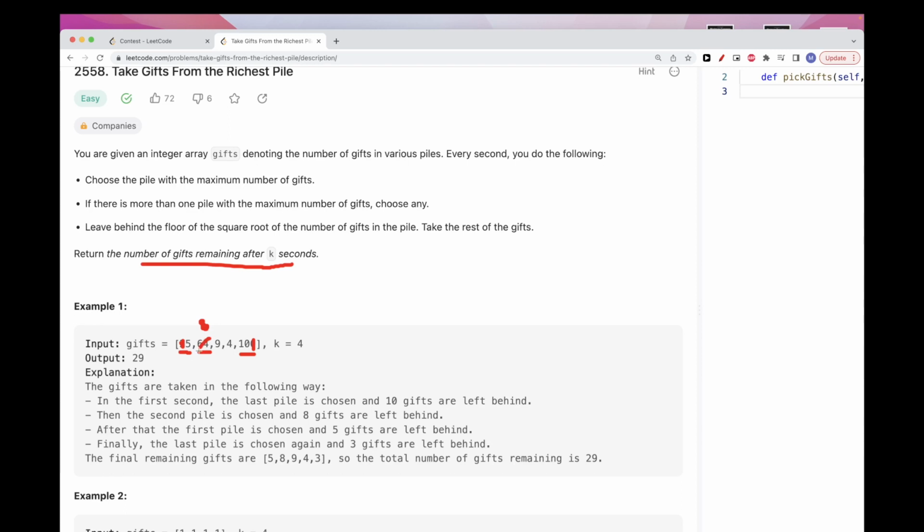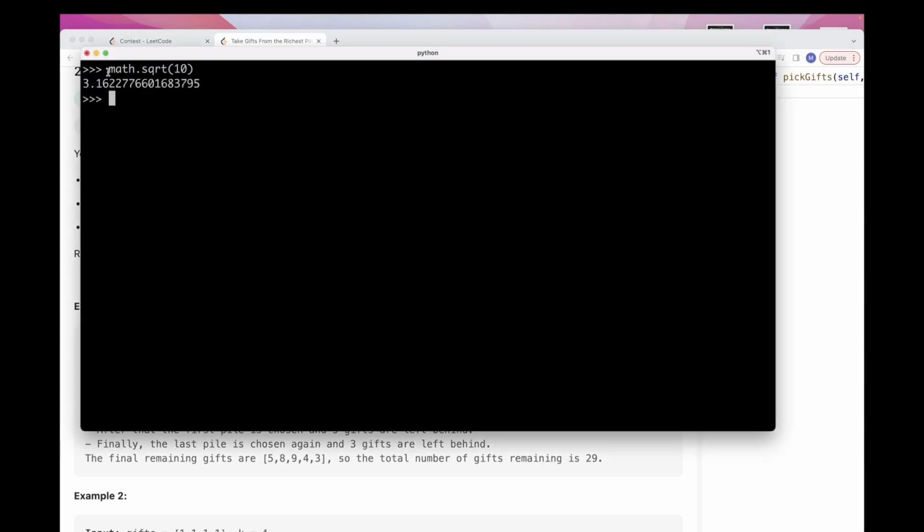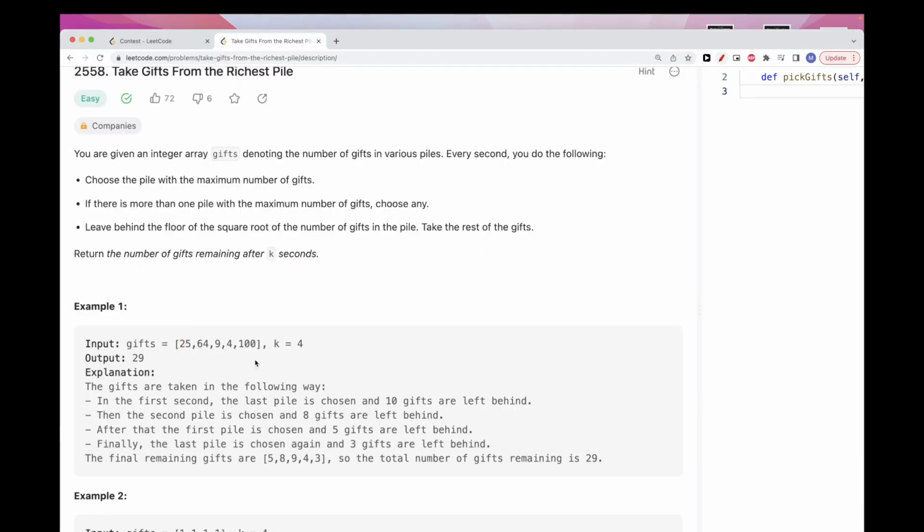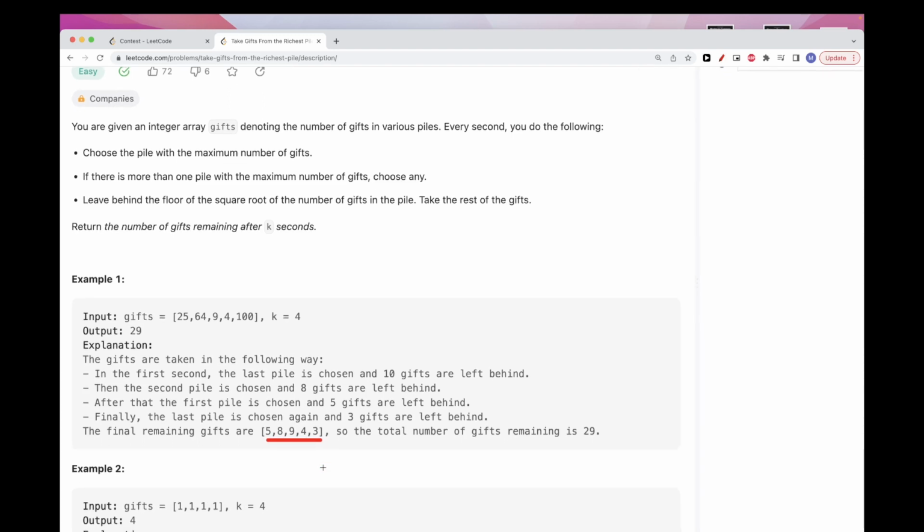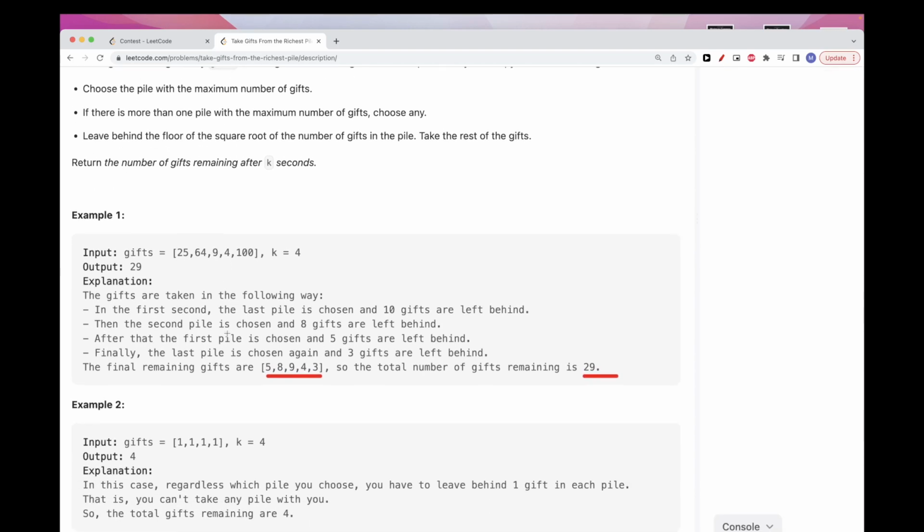And then the fourth iteration, what is the highest number? So we have 5, 8, 9, 4, 10. The highest number is 10, right? So we take 10. What's the floor of the square root of 10? It's almost 3. So if we take the floor, it's going to be 3. And so that means this one here becomes 3. And so the final result that we have is this list here. And so we just take the sum, and the sum is 29, right? So that's roughly the idea.